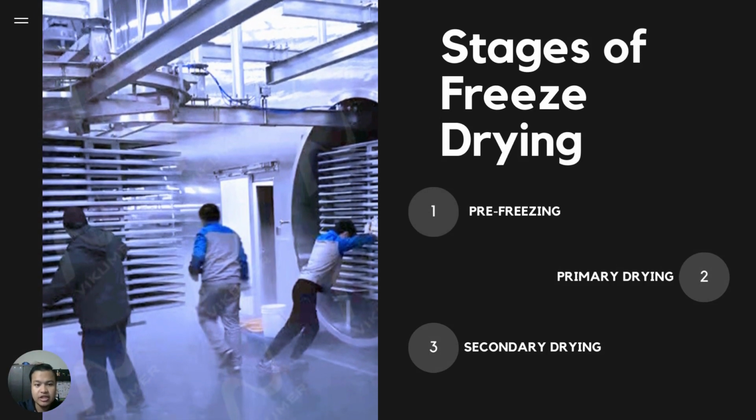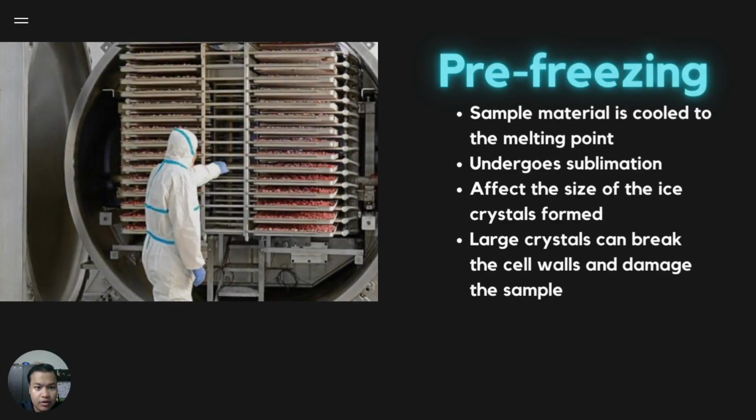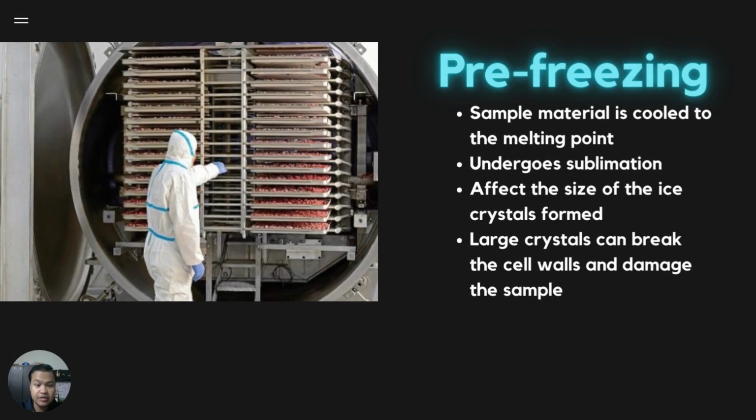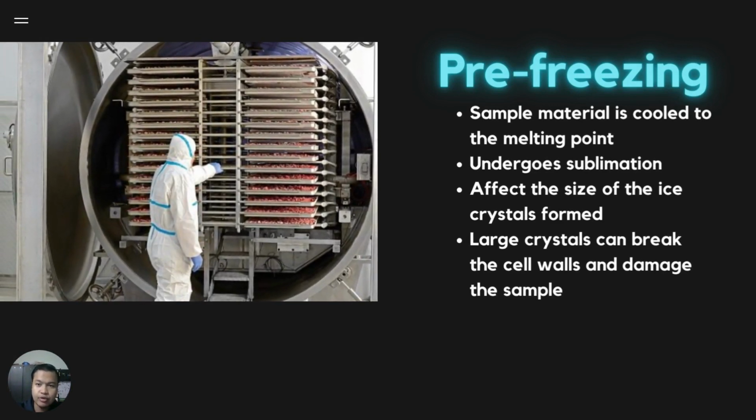There will be three stages. First is pre-freezing, the second is primary drying, and the last one is secondary drying. For pre-freezing, the first step, the sample material that we put in the freeze dryer will be cooled to the melting point. This will ensure that the sample will be completely frozen and can undergo the sublimation process.